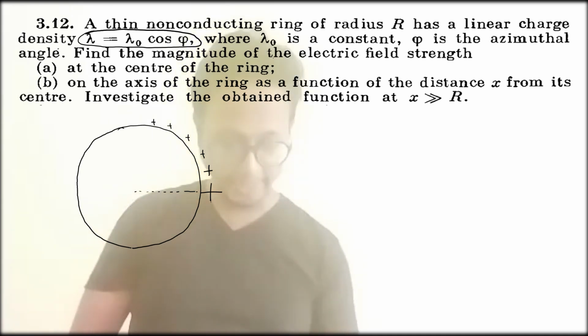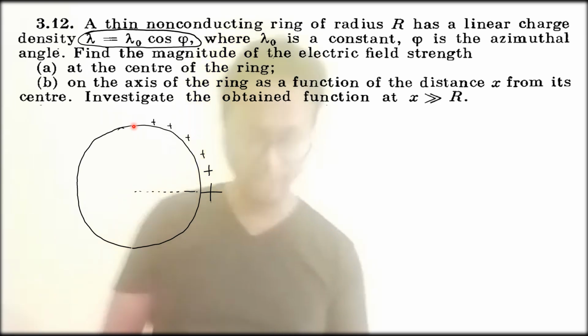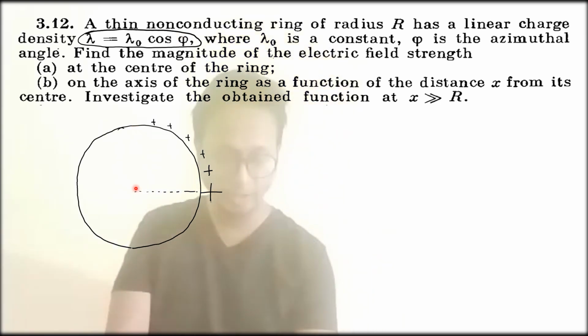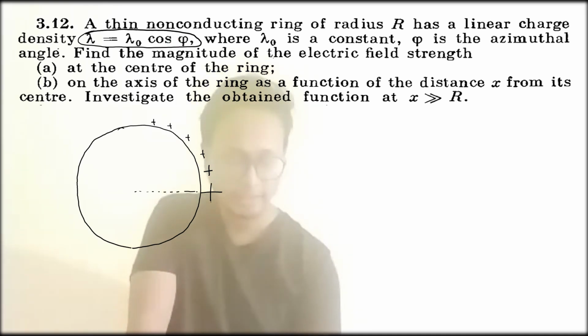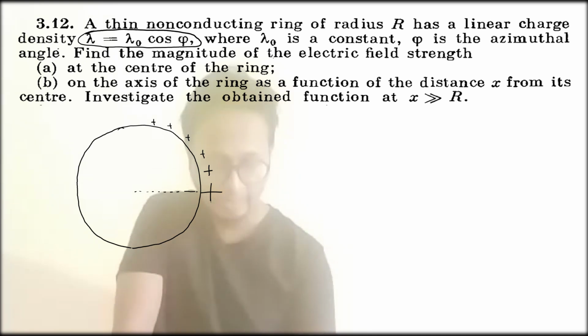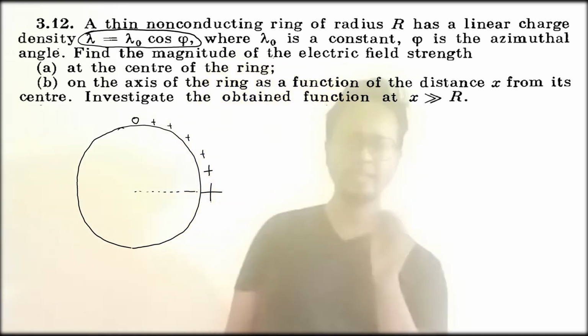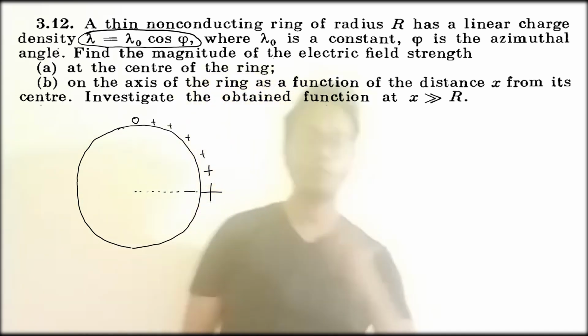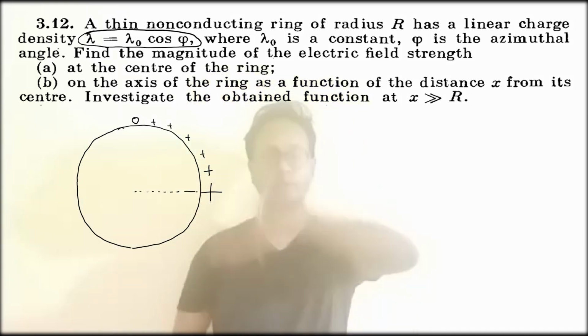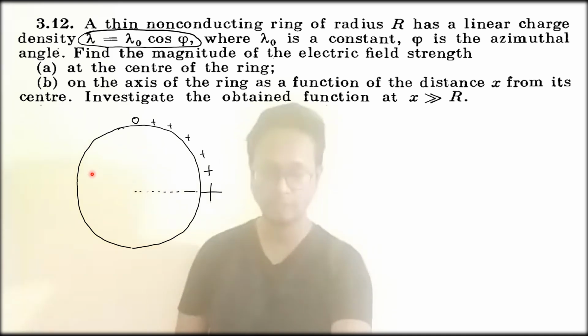Now at 90 degrees, this point in the ring, phi will be equal to 90, no? So what is the value of cos phi? The value of cos 90 is nothing but 0. So out here we would have 0 charge density multiplied by dx amount of length, which is equal to 0 charge.